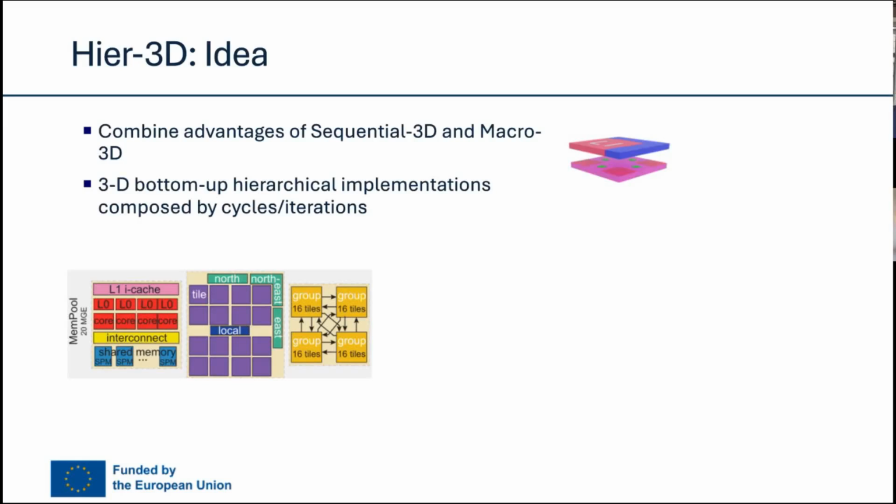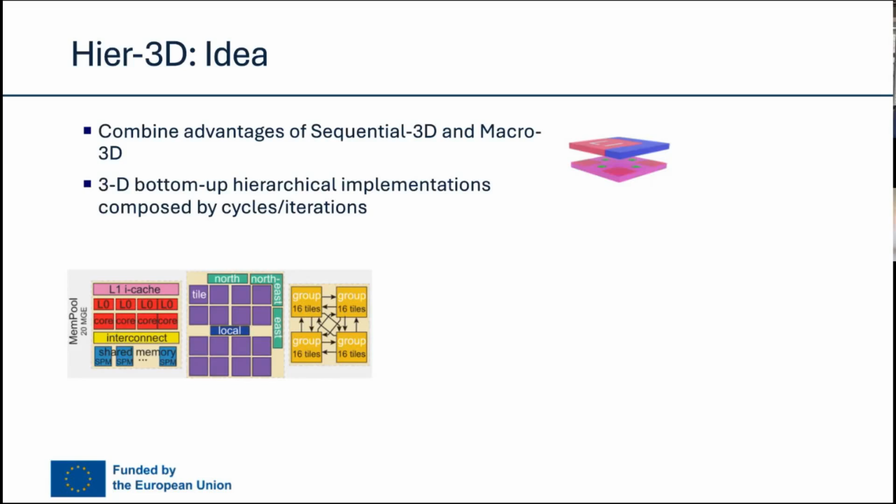With this idea in mind, now we can try to address how we can extend this Macro-3D tool to cover more complex scenarios. The fundamental idea is to try to combine the advantages of sequential 3D in terms of floor planning, freedom for the partition, and Macro-3D in terms of seeing the complete metal stack flow. And for that, we are going to use a bottom-up hierarchical approach where we decompose our implementation problem in different cycles of iterations. Probably it is easier to see that if we have a concrete example.